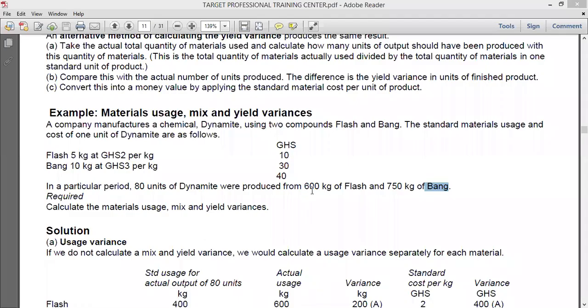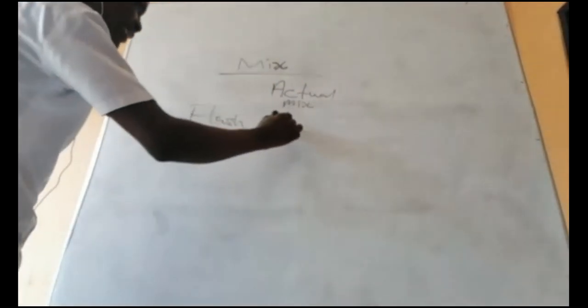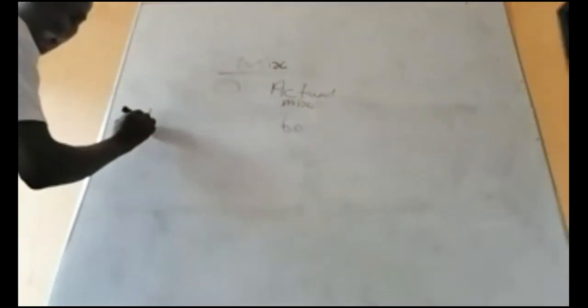Sorry, let's continue. Okay, so it means that in total, step 1, get the total actual material consumed. So flash is 600 and bang is 750. Agreed. Good. So I write here flash 600. Let me leave space because I write something here. So let me write the flash here. I hope you can see from this angle. Good. So flash is 600 here, actual.